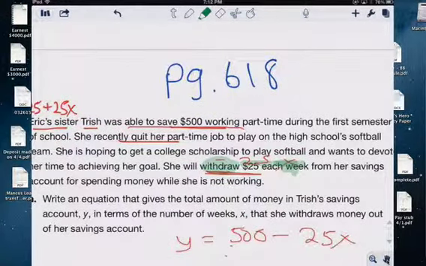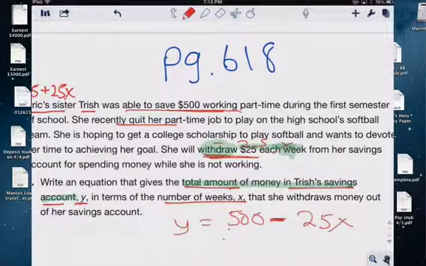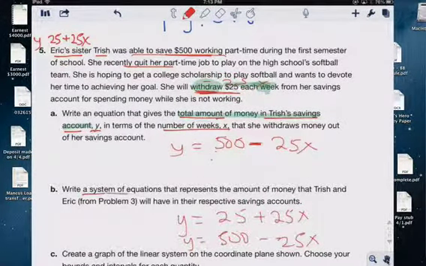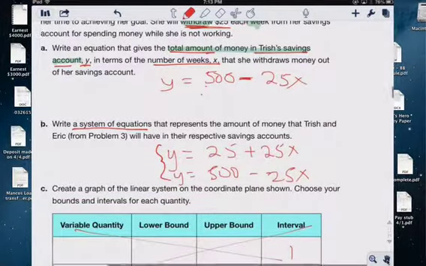Write an equation that gives the total amount of money in Trish's savings account. So this is the total amount of money in Trish's savings account, that's Y equals, in terms of the number of weeks, X. Okay, so we got that. We use a minus because it's a withdrew. And then write a system of equations. That means write the two equations together. Okay? And then let's graph it.